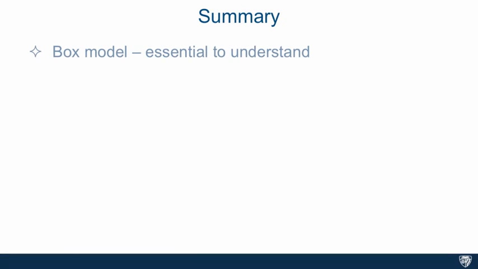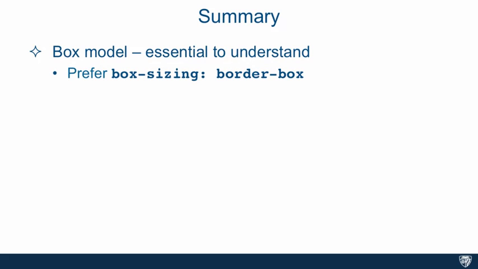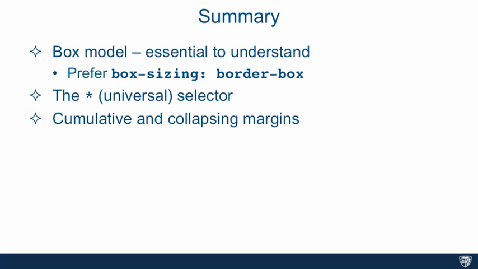Okay, so in summary, we spoke about the box model, and really the box model is a very essential topic to understand about CSS, and as we go on to CSS layouts. We talked about the fact that you should prefer to use box sizing border box, and that will keep things consistent for you as you change the border and the padding properties. We spoke about the universal selector, the star selector, and how it can affect every single element in the entire HTML page.